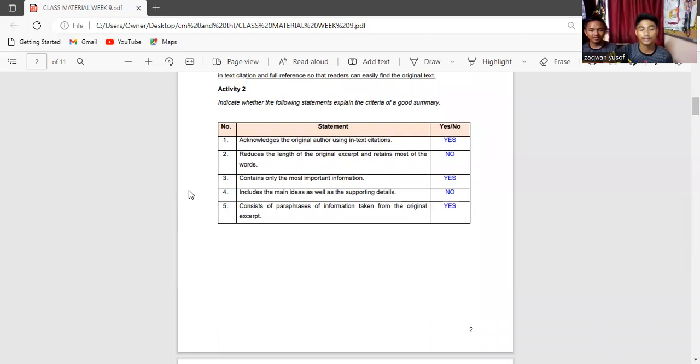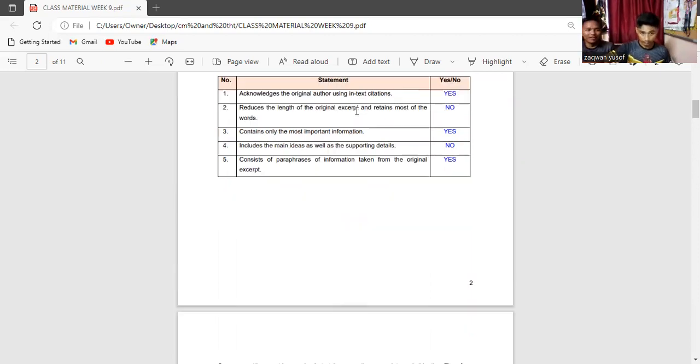Okay, next, activity 2. Decide whether the following statements explain the criteria of a good summary. Number 1: acknowledges the original author using in-text citation. The answer is yes. Second: reduces the length of the original excerpt and retains most of the words. The answer is no.